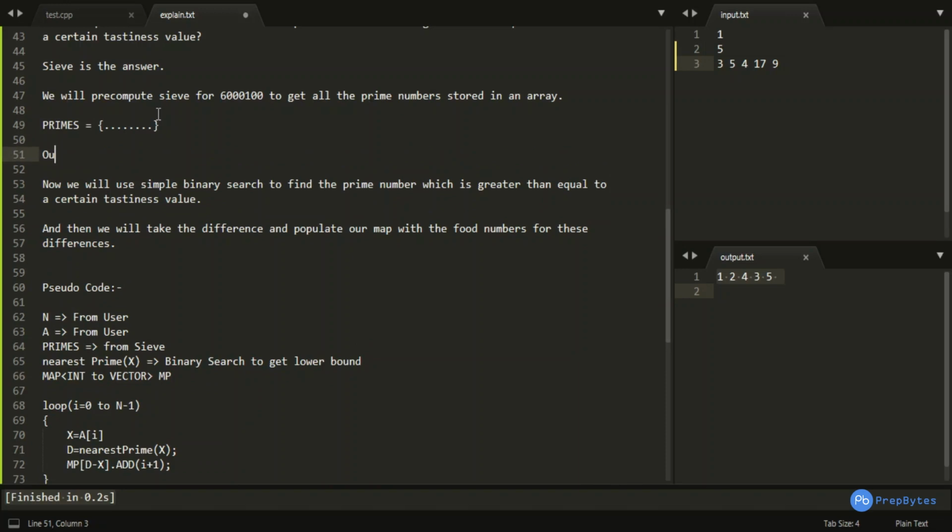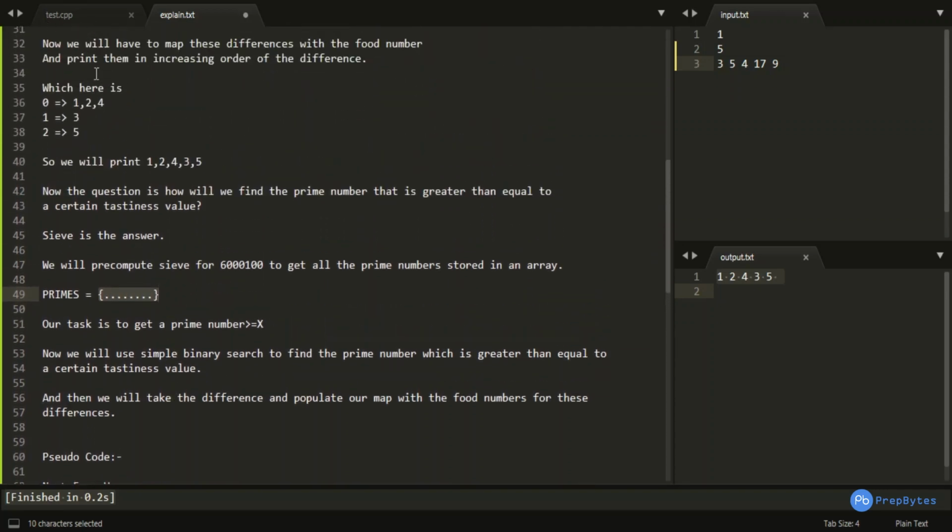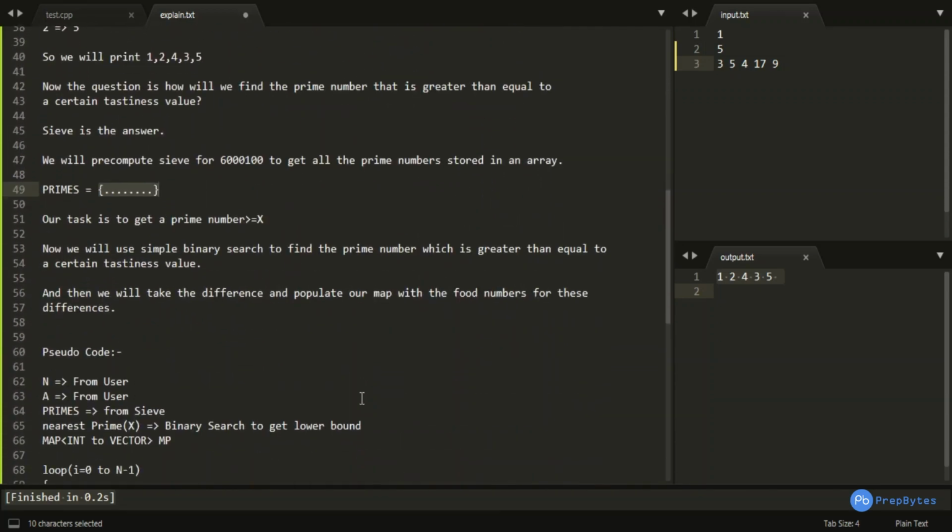And our task, what we want to find is to get a prime number which is greater than or equal to a certain number x, and x is the tastiness value, right? So we will basically use binary search or the lower bound function for C++ users to get this particular value which is greater than or equal to a certain value in a sorted array. Primes is a sorted array, right? Okay. Now, we will be taking the difference and populate our map with food numbers for these particular differences, which I said over here, what we were doing from this particular table, right?